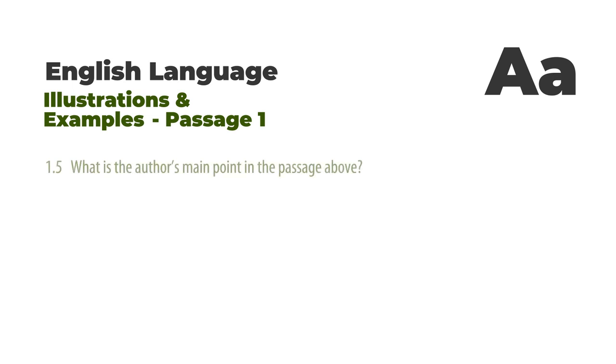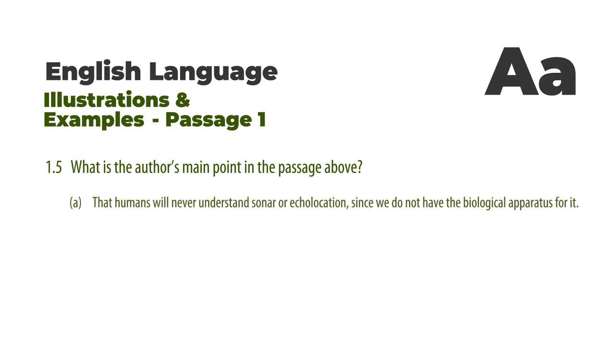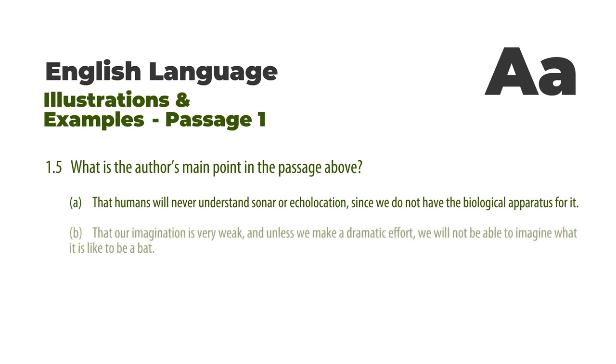What is the author's main point in the passage above? Your options are: A. That humans will never understand sonar or echolocation since we do not have the biological apparatus for it. B. That our imagination is very weak and unless we make a dramatic effort, we will not be able to imagine what it is like to be a bat.